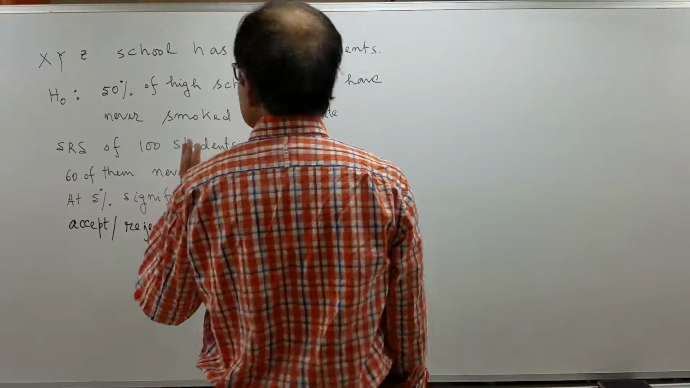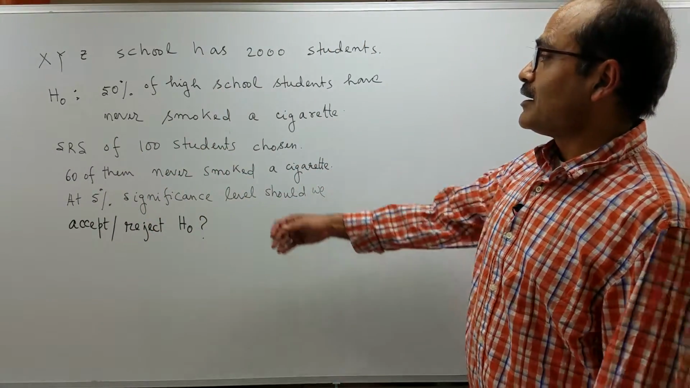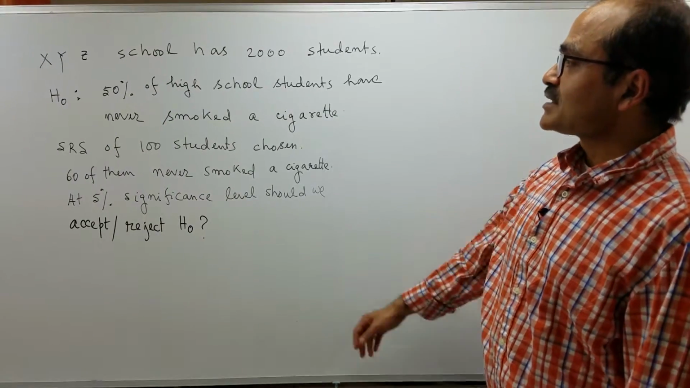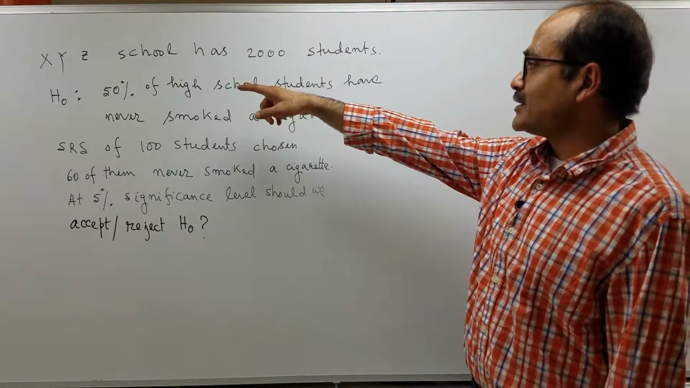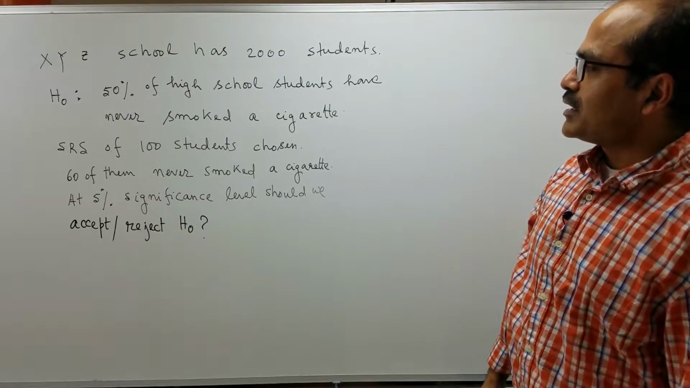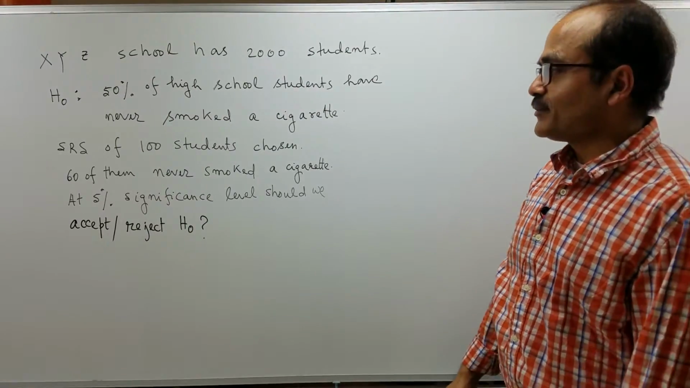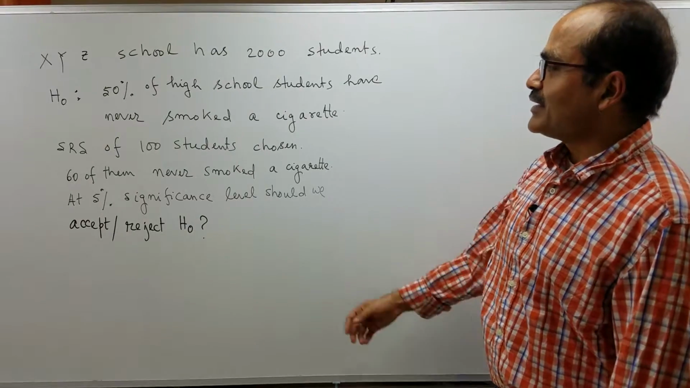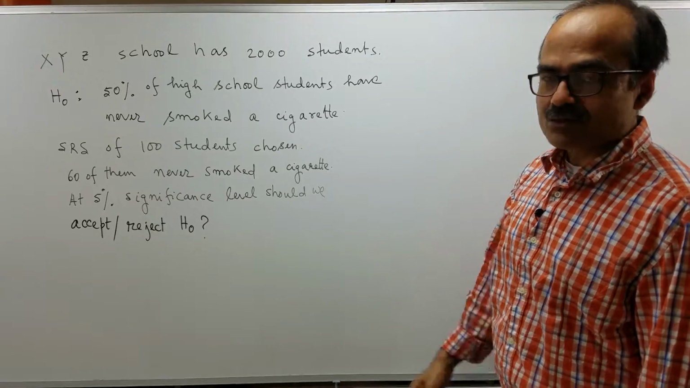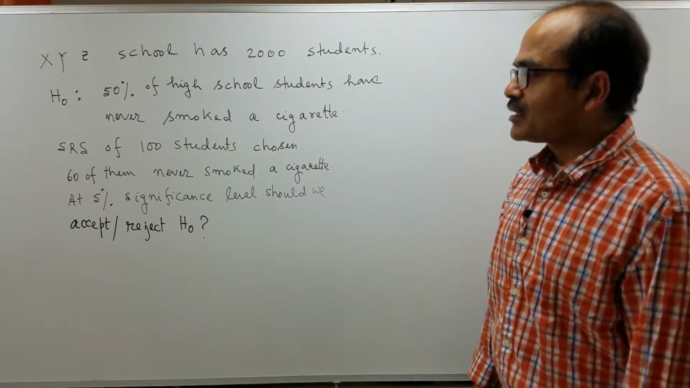In this session, I take up one example of hypothesis testing. In this example, there is a school which has 2000 students, and an earlier nationwide survey had predicted that 50% of high school students never smoked a cigarette. So, that is the null hypothesis.